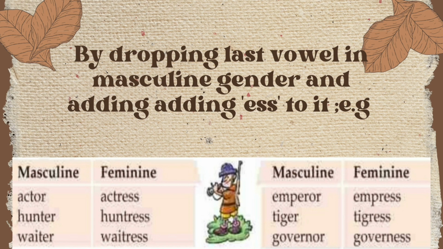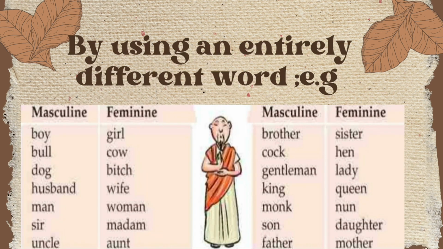Number 2, by dropping the last vowel in the masculine gender and adding ESS to it. Actor, actress; hunter, huntress; waiter, waitress; emperor, empress. Number 3, by using an entirely different word. Boy, girl; bull, cow; dog, bitch; husband, wife; man, woman; son, madam; uncle, aunt.